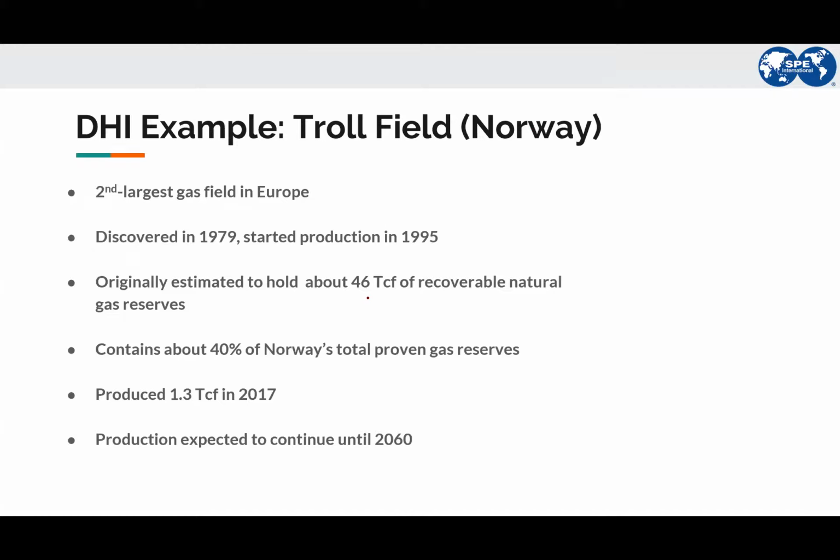So we have the Troll field in Norway, the second largest gas field in Europe, discovered in 79, started production in 95, originally estimated to hold about 46 TCF of recoverable gas, holds about 40% of Norway's total proven gas reserves. In fact, it produced 1.3 trillion cubic feet of gas in 2017, okay? And expected to stay till 2060.